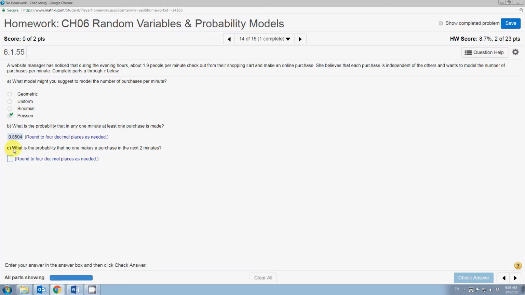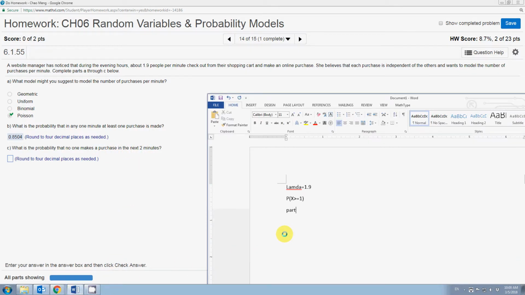Then the next one: what's the probability that no one makes a purchase in the next 2 minutes? Let's do part C. So what is the lambda? Lambda is the average arrival rate. Should we use 1.9? The answer is no, because 1.9 is for 1 minute, and here we are talking about 2 minutes. For 2 minutes, what's the average arrival rate? That's going to be 1.9 times 2. So for 2 minutes, the arrival rate is 3.8.